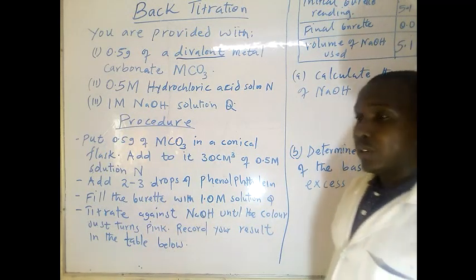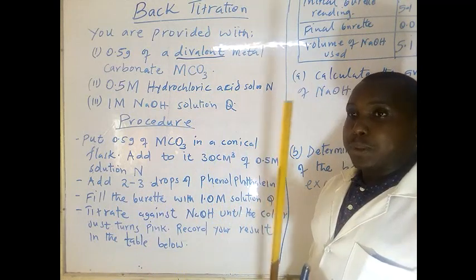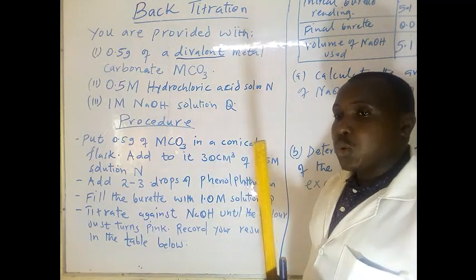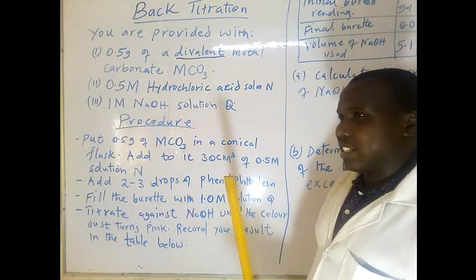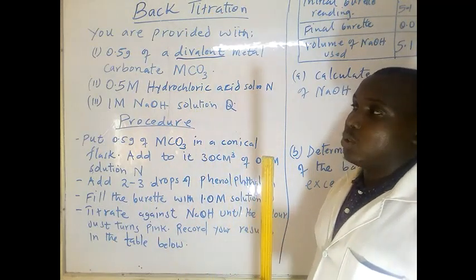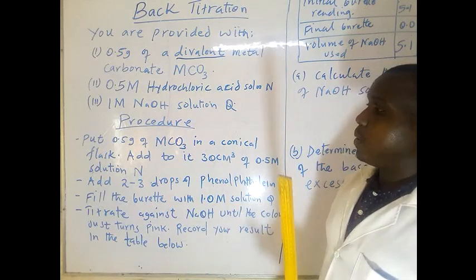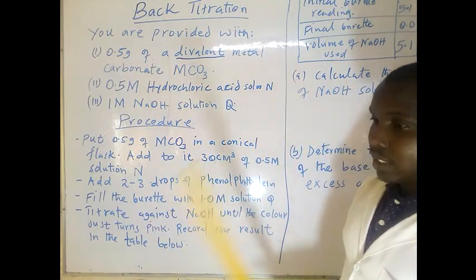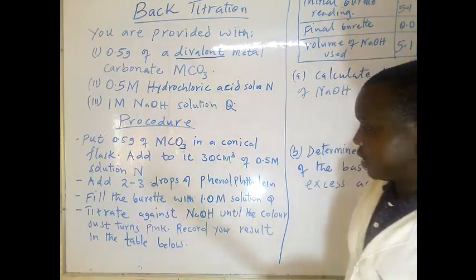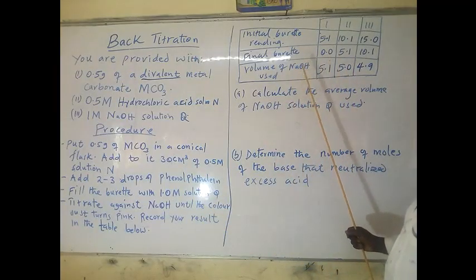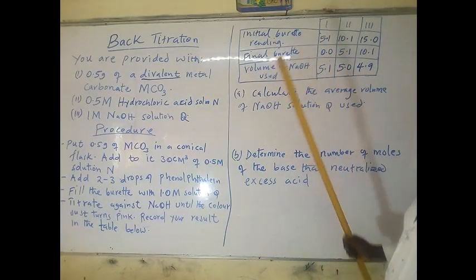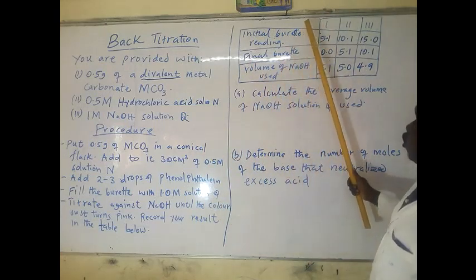So you only need to understand what you have in the burette. What do you have in the burette? What do you have in the conical flask? When you have that understanding, then you will not be able to mix up things. So let us go straight and see what we have in the table. So our average volume of sodium hydroxide.